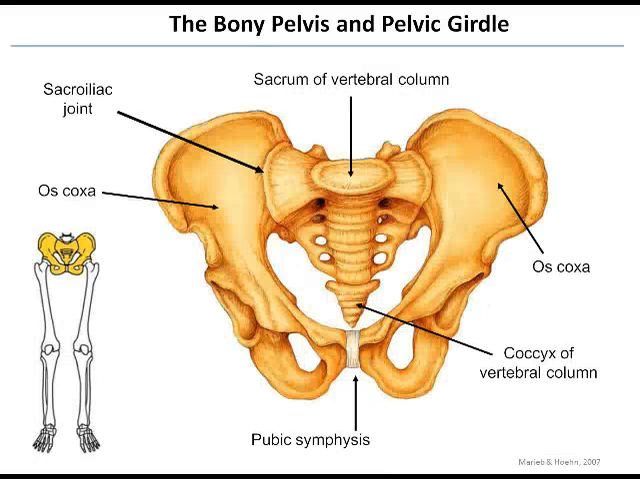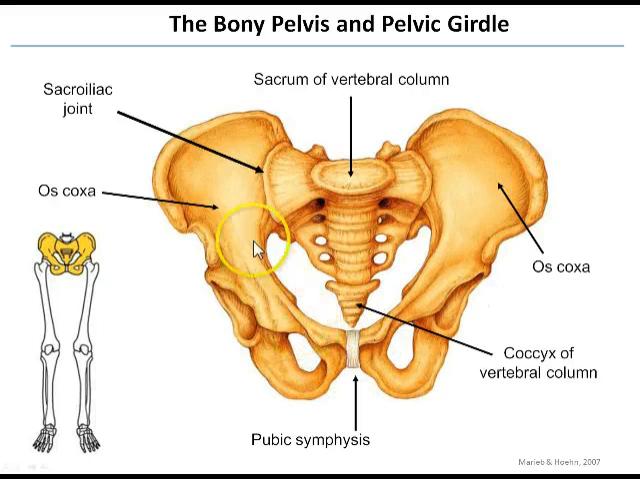Let's move now down to the more lower or inferior part of the appendicular skeleton. Firstly, the pelvic girdle. The term pelvic girdle refers to the paired os coxae, which are the 2 hip bones. They connect anteriorly by this joint here, which is a cartilaginous joint called the pubic symphysis, and therefore consists of fibrocartilage.